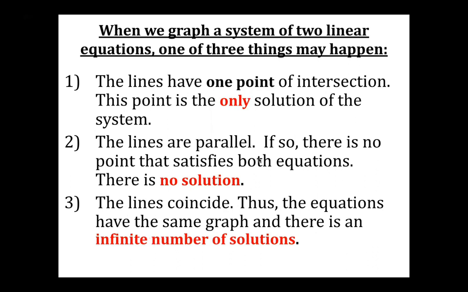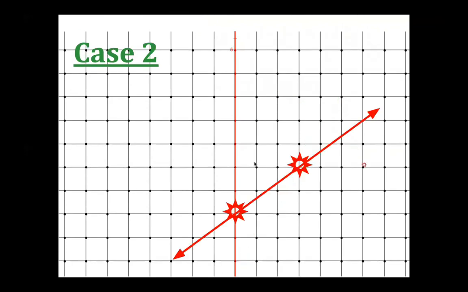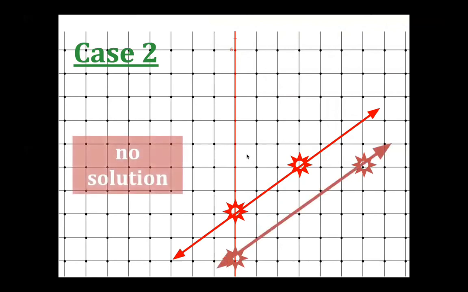And lastly, the lines coincide, or the lines are the exact same. So since the equations have the same graph, there is going to be an infinite number of solutions that satisfy both equations. I'll go ahead and illustrate all the cases that we saw in today's video. Case 1, where you have one point of intersection or one solution, such as this one. Case 2, where you have two parallel lines and there's no solution, like this one. Or case 3, where you have the same exact line and there are infinitely many solutions.